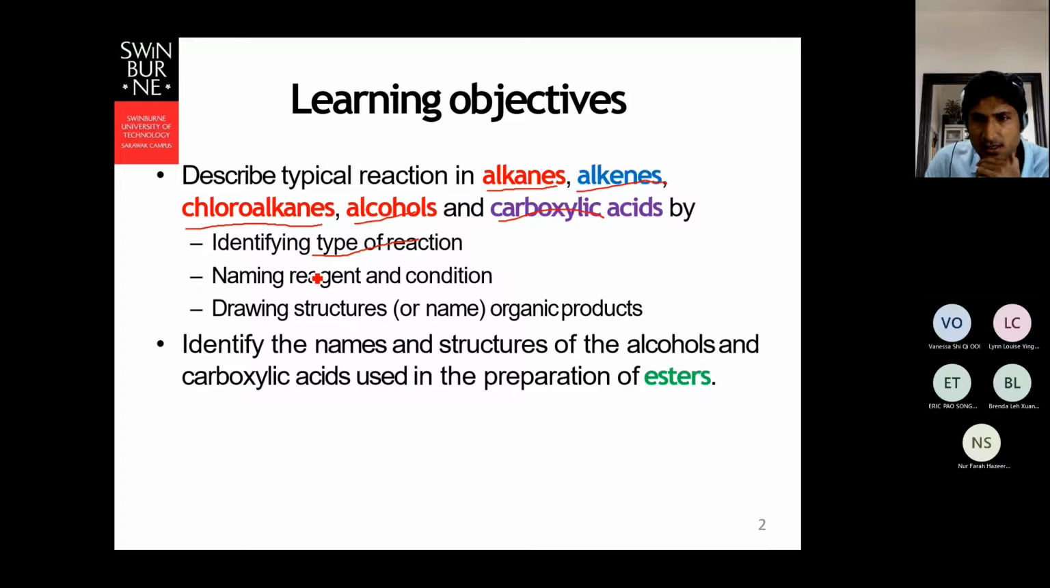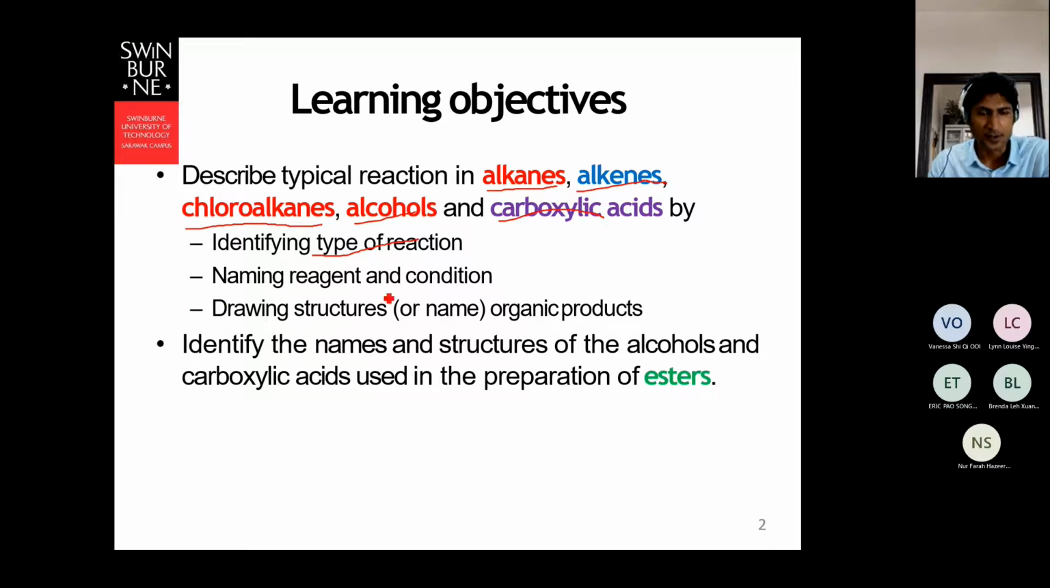Naming reagents and conditions: all the reactions happen under some circumstances, which is called the condition for the reaction to occur. Although sometimes in the book we see that A plus B produces C, it is a generalization of the reaction that is occurring. It is not specified under what condition the reaction is happening. Sometimes, even if the reactants are mixed together, the reaction does not occur because the condition is not provided. That is why the condition is important to know as well.